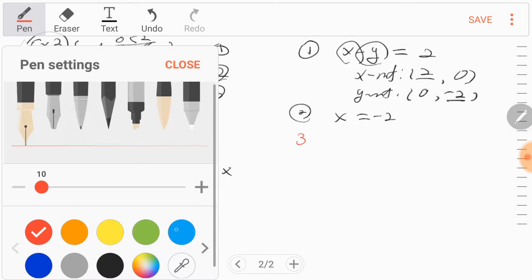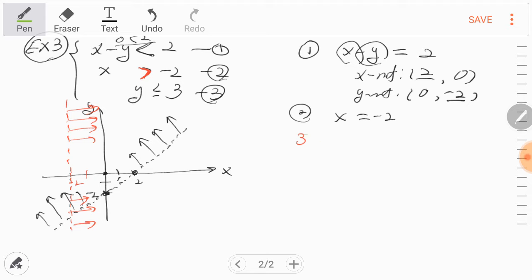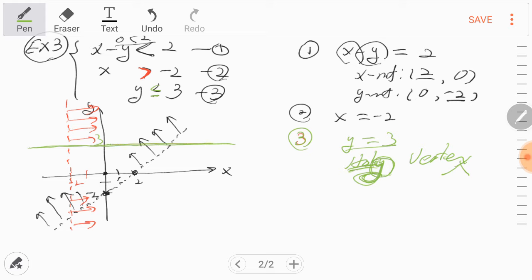Okay, number 3. Let's use green this time. Y is equal to 3. Y equals 3 is a horizontal line. Don't forget this trick if you are not sure whether the line is horizontal or vertical. So y equals 3, the equation is a horizontal line. So let's say this is 3. And the third inequality contains the equal sign, so I'm going to draw a solid horizontal line.